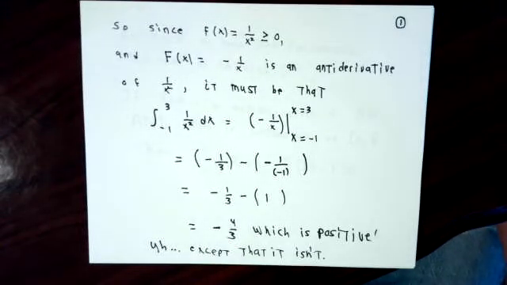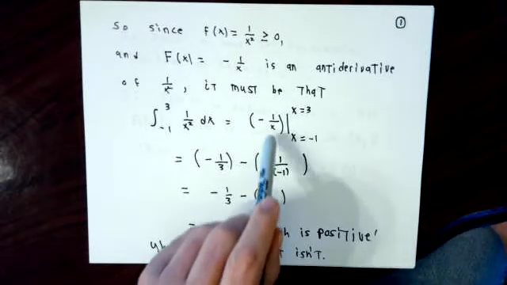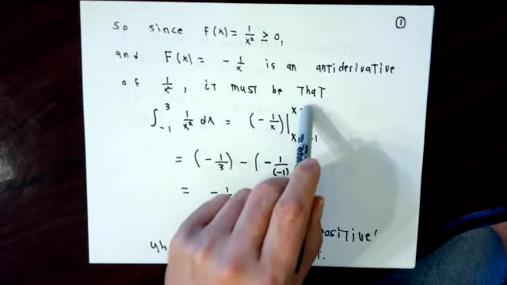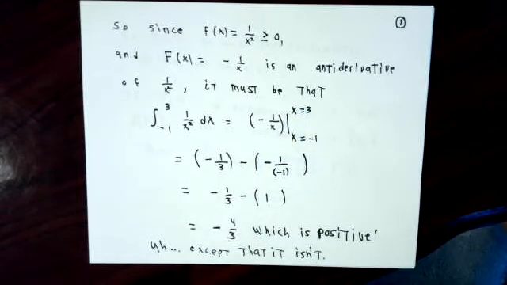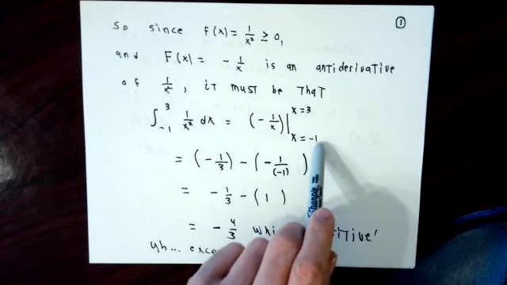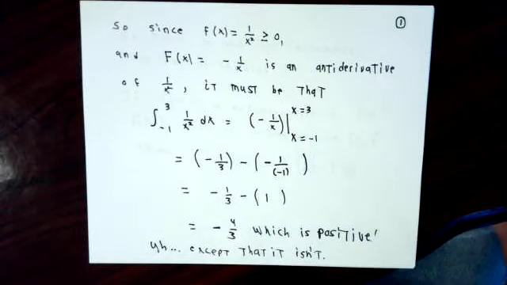In particular, I'm going to look at the function f of x equals 1 over x squared. That certainly can never be negative because x squared is never negative. An antiderivative is negative 1 over x. So thinking the way we were thinking just a moment ago, for the integral from negative 1 to 3 of 1 over x squared, I'll take my antiderivative, evaluate it at the bigger limit of integration, the 3, and the smaller limit of integration, and subtract.